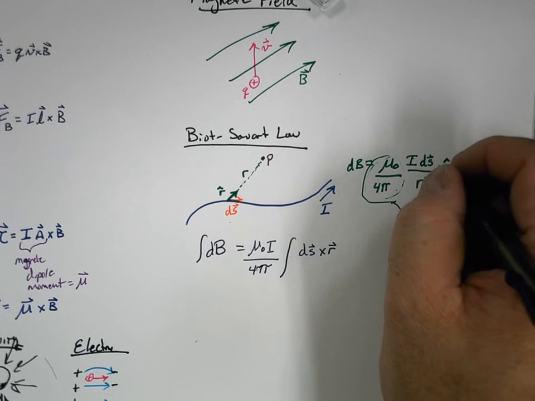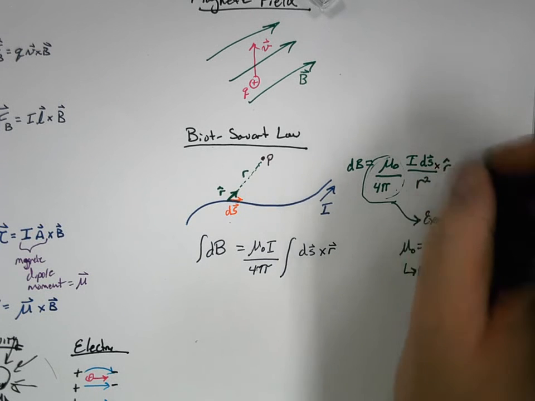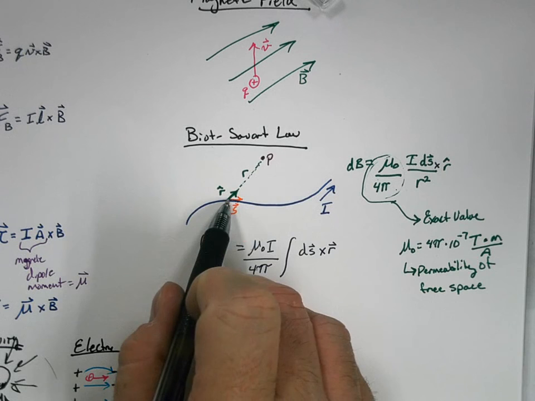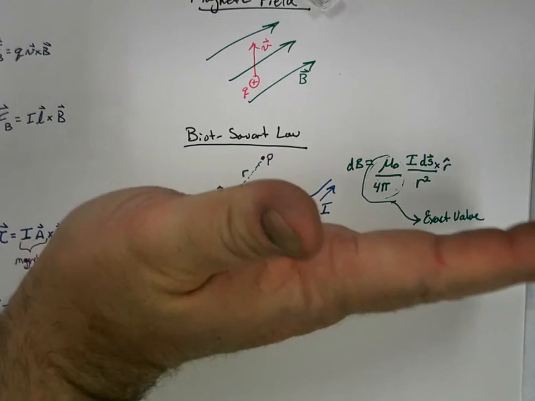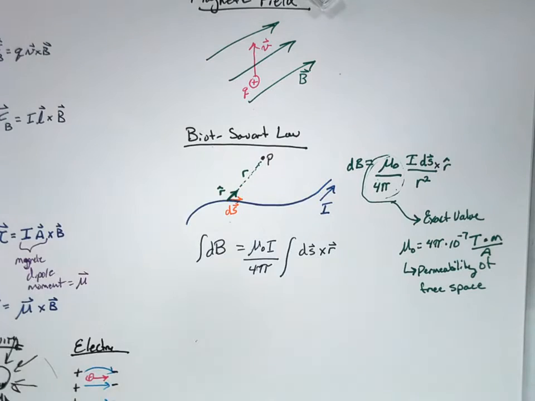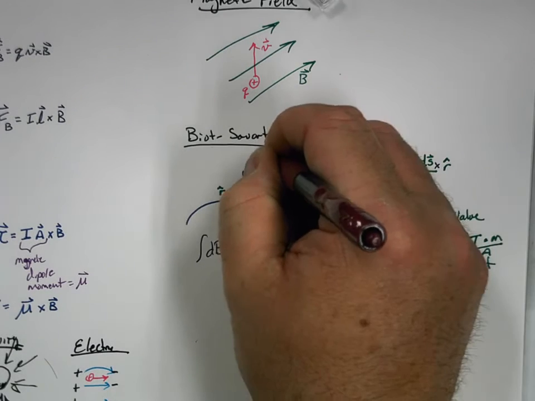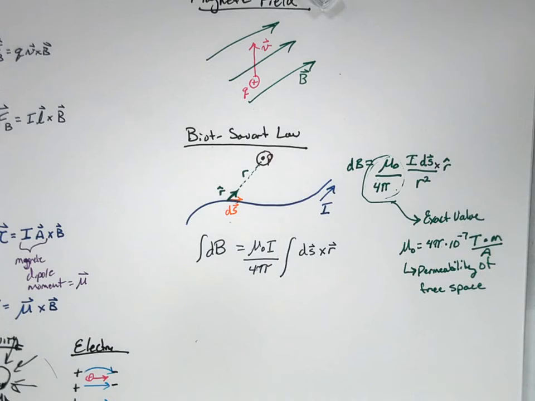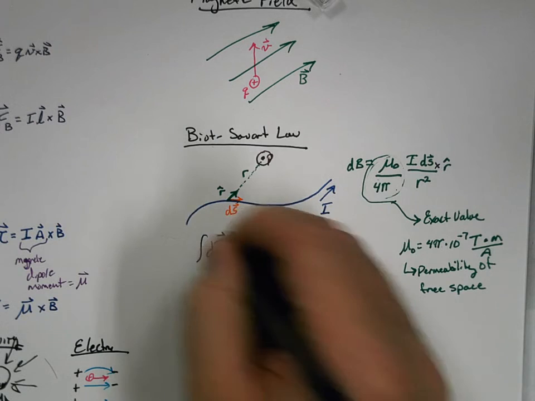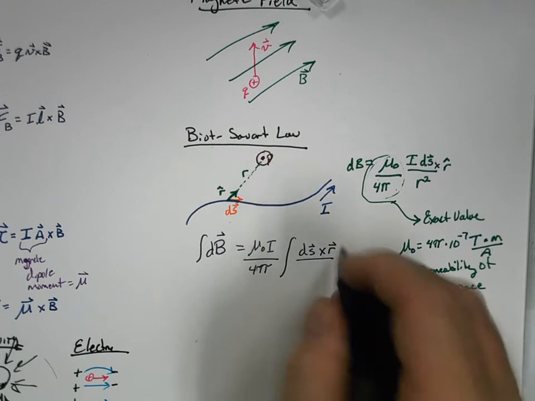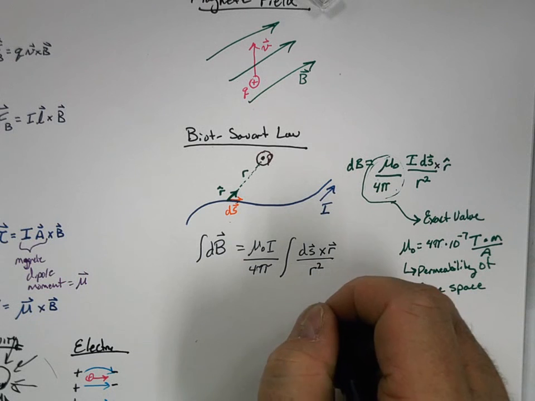In fact, that's what I missed up here. This is going to be cross r hat, which should make sense. If the current's in this direction and r is in that direction, it's going to be ds cross r hat. That's going to make the magnetic field at this point go in that direction, coming up out of the page. It's ds cross r hat because this is a vector, divided by r squared.